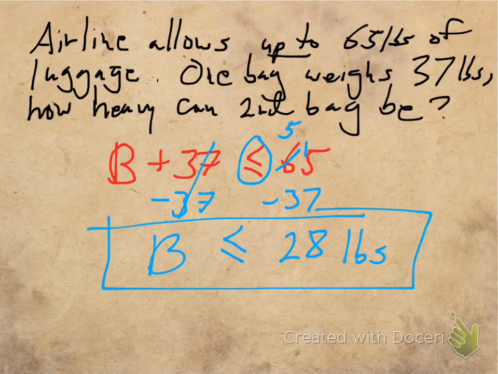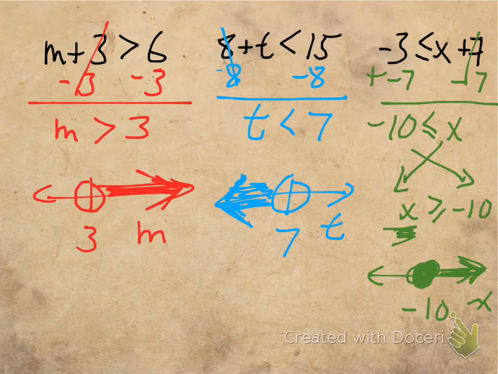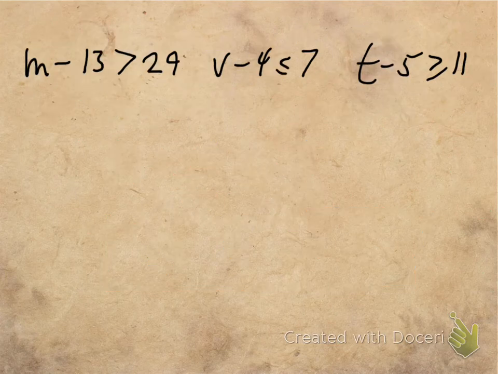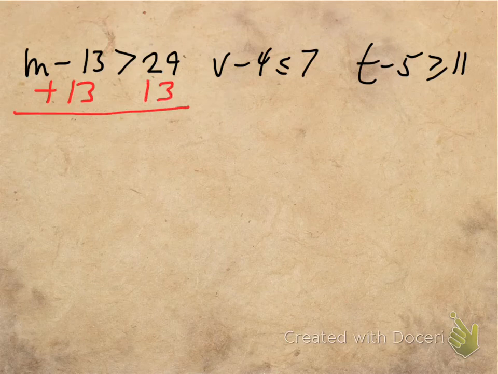Okay, almost there. We got one more thing. All of these equations here involve addition, so we solve them by subtracting. So what if we start with subtraction problems? Well, you've guessed it. We're going to solve these by adding. So on the first one, we're subtracting 13 from m, and that's greater than 29. So the opposite of minus 13 is plus 13. And we're going to add it on both sides, draw a line underneath.